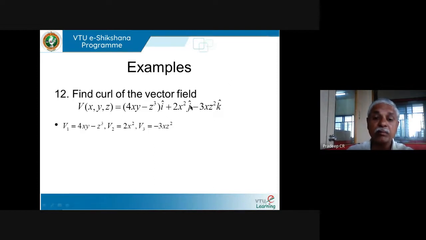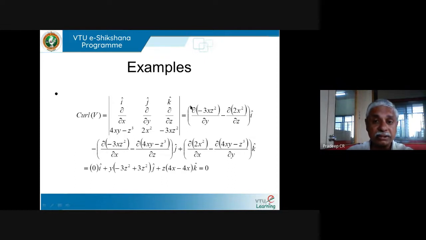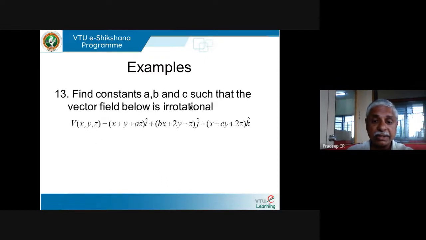How do I know that? Because I have to compute curl. That's all, and show that it is equal to zero. Let us try to see one more. This is another question, similar to what you did for solenoidal. Find constants A, B, C such that this vector field is irrotational. They have given A, B, C in the expression, but I don't know the values of A, B, C. I want to find them such that this is irrotational, meaning its curl must be zero. So let's try to find its curl in terms of A, B, C.